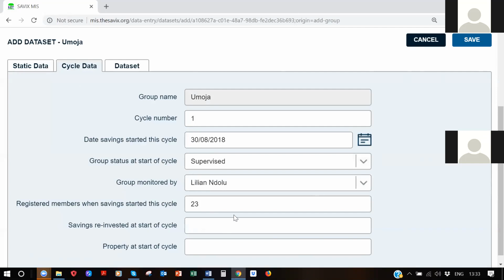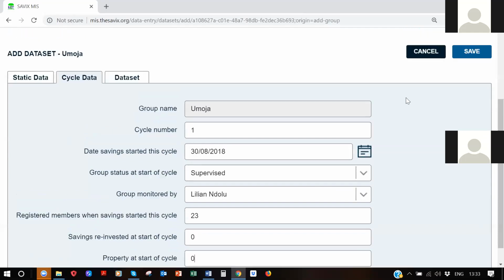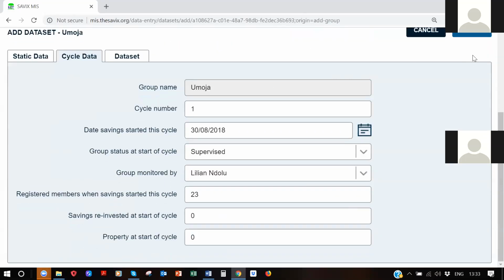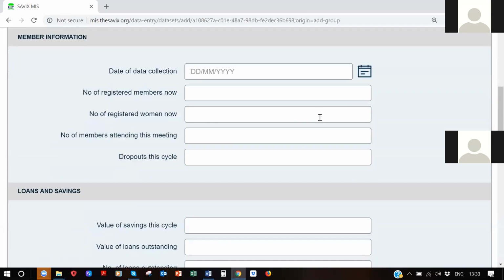So then, now I'm going on to the next one. Savings reinvested at start of cycle, we have 0. Property at start of cycle, 0. Okay. Now, when we have finished the cycle data, you don't save it. You don't go up here and save it. You just carry on to the main data set. Okay. And so here we have 27/09. So this is actually 1 month later. Okay. And we have 09 2018.